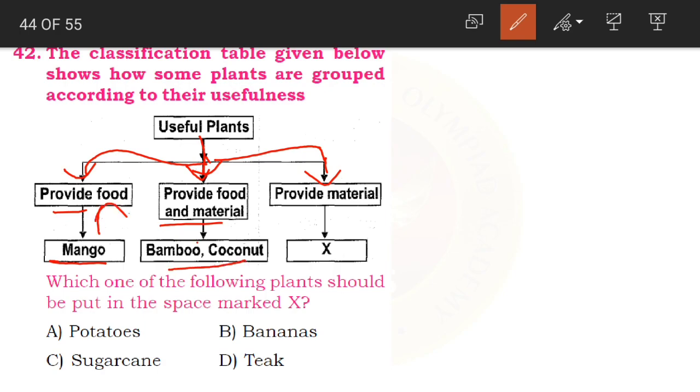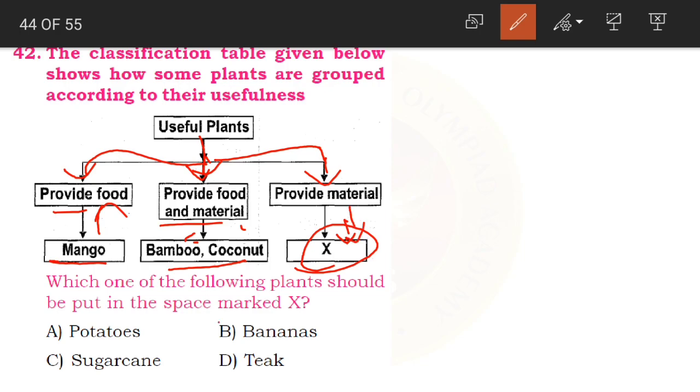Bamboo, like what? Food and material. Bamboo is material and coconut is food. And sometimes coconut is also used as material, like coconut leaves and all that, they also use it as a material. Okay, and even bamboo also. So this one, there is a blank here which we have to find out. So which provides only the material.